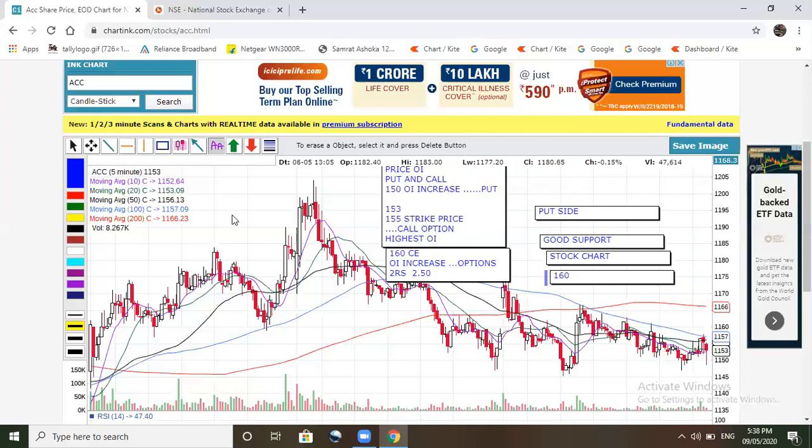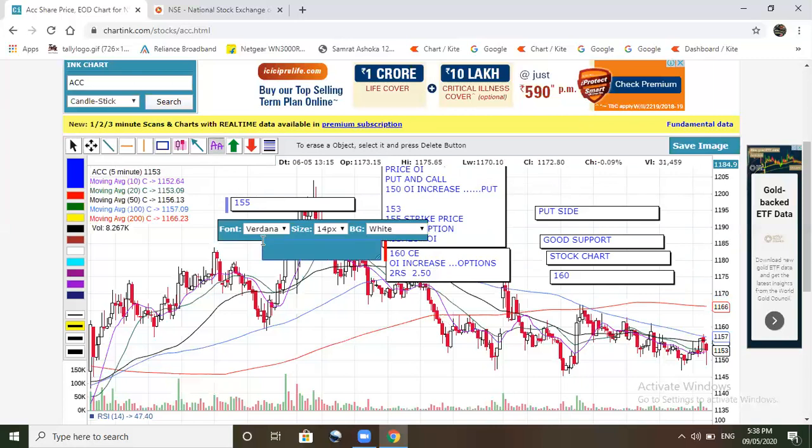then you have to be careful at 155, because the resistance is at 160 doesn't mean the stock will go to 160. Sometimes it reverses back from 155. So you have to be careful at the 155 level. Sometimes it goes up to 161 and then comes down. So these things you have to remember. Once you are in a trade, you have to observe the chart and see whether it is crossing or not, or whether reversal is happening at 155.